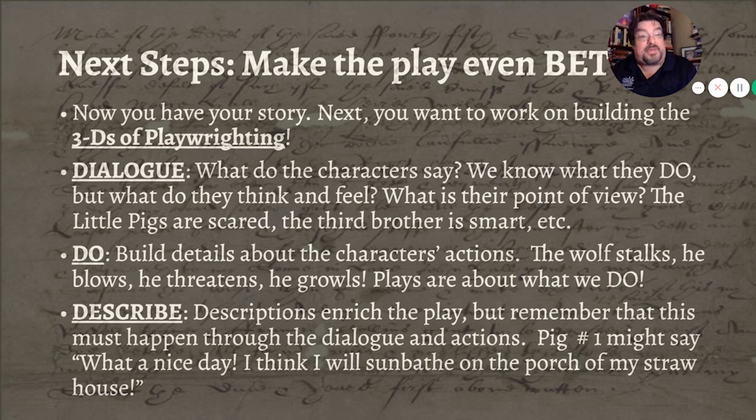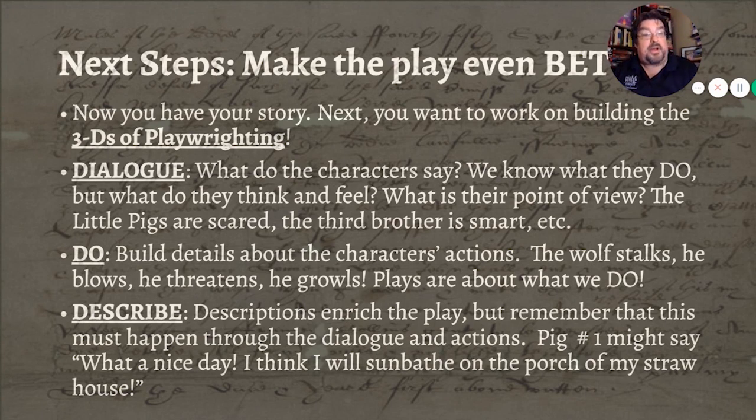Do. Now we've talked about this. This is the heart of playwriting. What do the characters do? Don't be so much into adjectives or describing, come up with what they do. This happened, and then this happened, and then this happened. If you're following all 7, then this should be pretty easy to follow what they do.